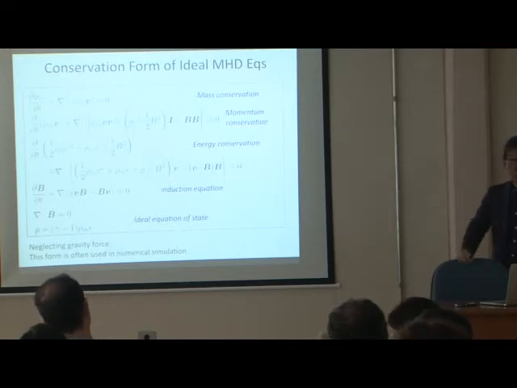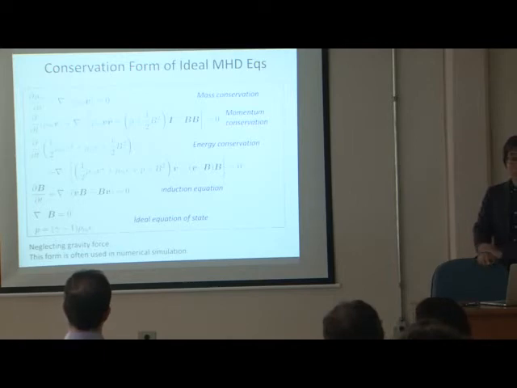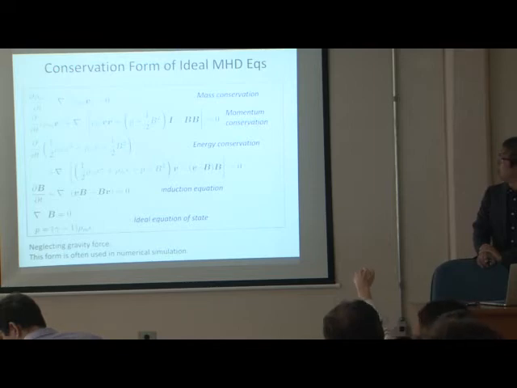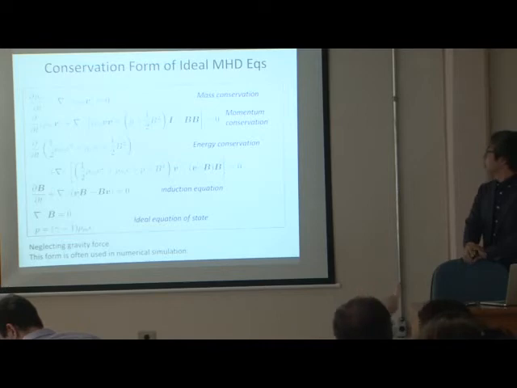In the numerical simulations, you have to take care of this quantity, mainly in the boundaries, in order to make sure that you are not going to create monopoles. But the system of equations itself is only mass conservation, momentum, energy conservation, and the induction equation, and you close the system with the equation of state. Everything else is evolved: rho in the first equation, v in the second equation, internal energy e in the third equation, and B in the fourth equation.